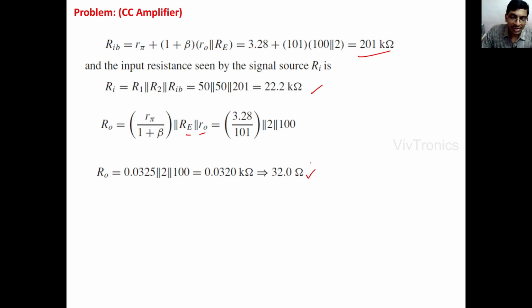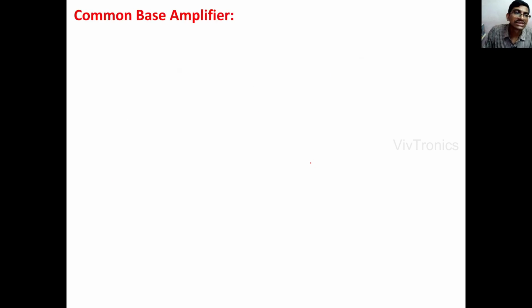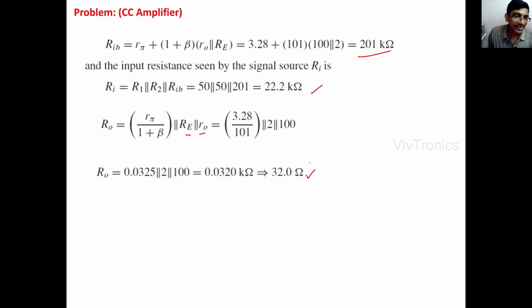So this is about the common collector amplifier circuit, which is also called an emitter follower. From this analysis we can understand that the voltage gain of the common collector amplifier is approximately equal to 1. It does not provide any voltage gain for the input signal. In the next class, we are going to see the common base amplifier circuit.